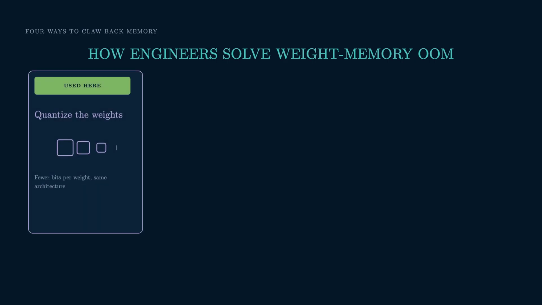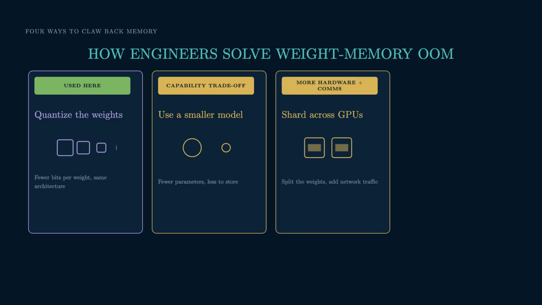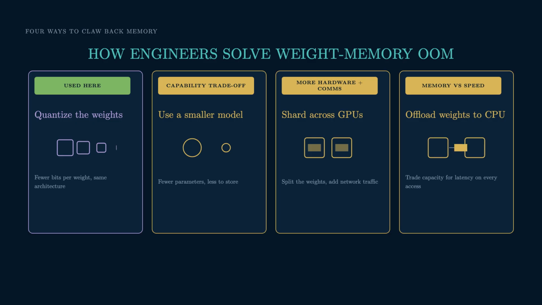You can quantize, which is what we did here. You can pick a smaller model, though that's a capability trade-off. Or, if precision has to stay high, you shard across GPUs and pay in hardware and communication, or offload part of the model to CPU and pay in speed.